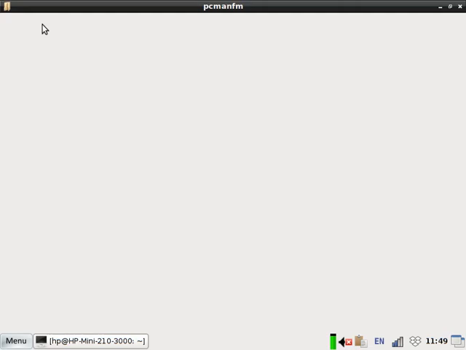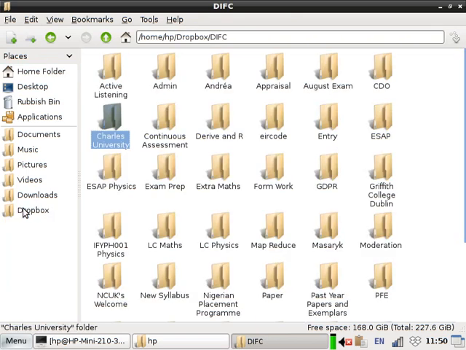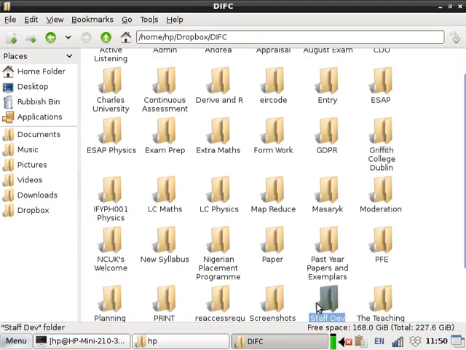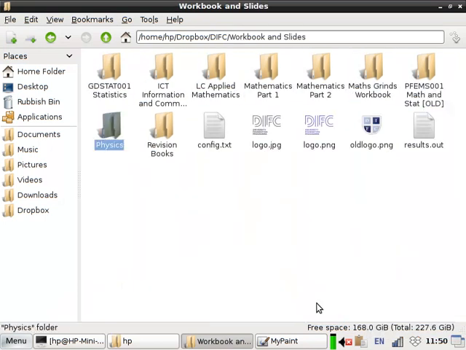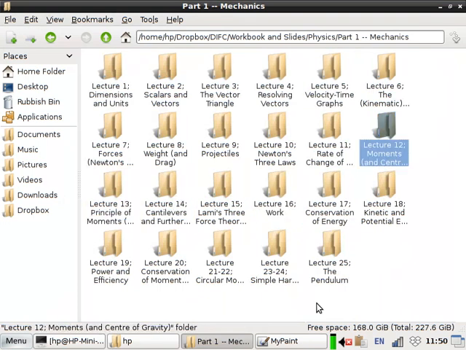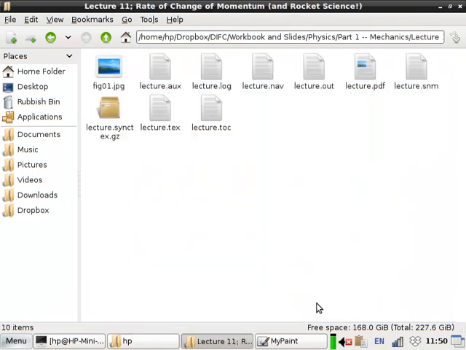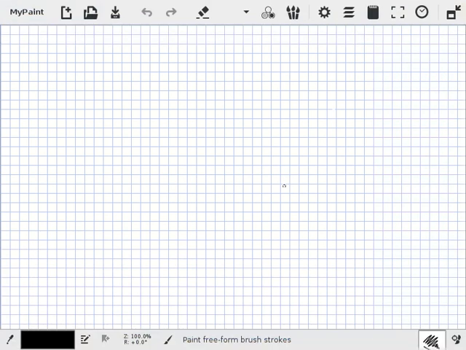Alright, let's continue. Dropbox, DIFC, that paper. Come on, give me a break. Workbook and slides, physics, mechanics. Rightio.